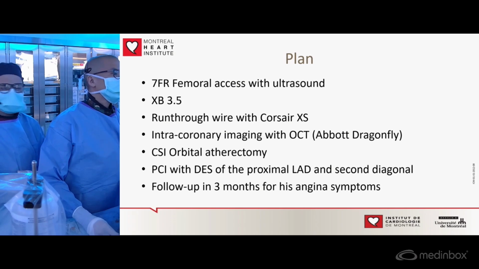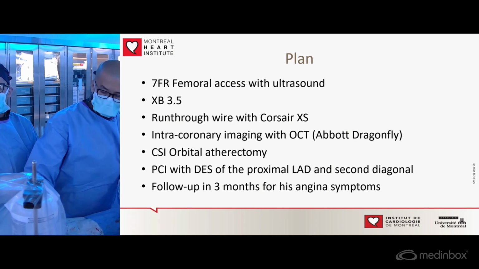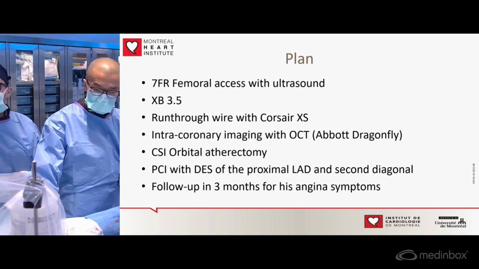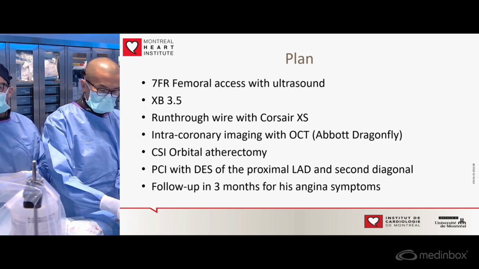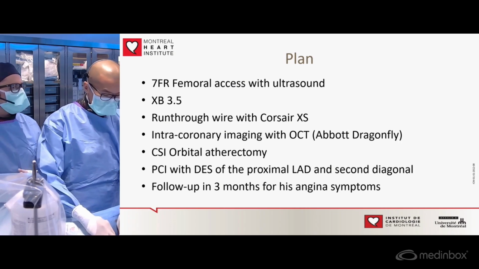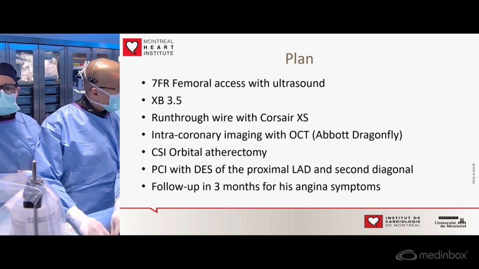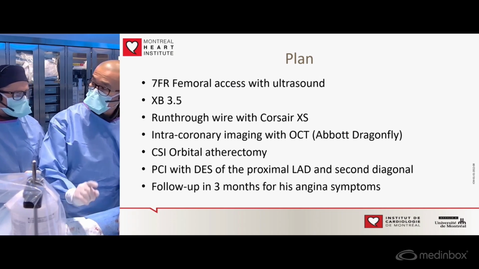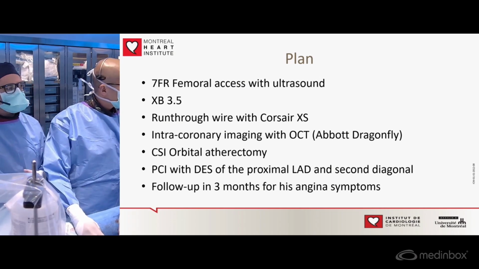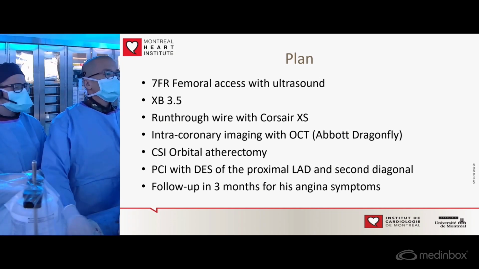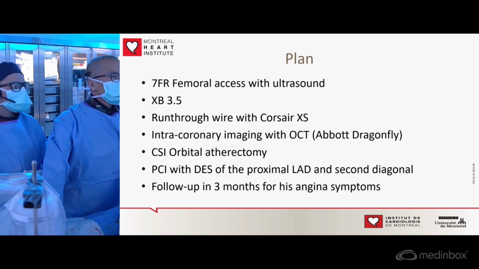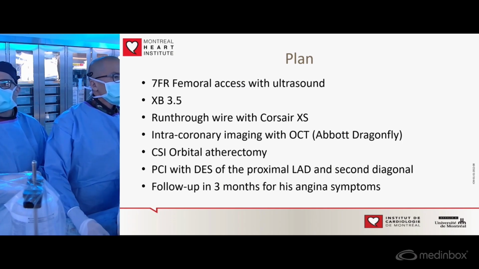So our plan today is to go femoral using a 7 French femoral access with ultrasound. We will use a 7 French XB 3.5 guide. We will wire the LAD to the first diagonal with a Runthrough, and then we will shuffle in a Corsair to exchange the Runthrough wire with the orbital atherectomy wire. Then we plan to do PCI with drug-eluting stents of the proximal LAD and the second diagonal, and we'll follow up the patient's symptoms ischemically.